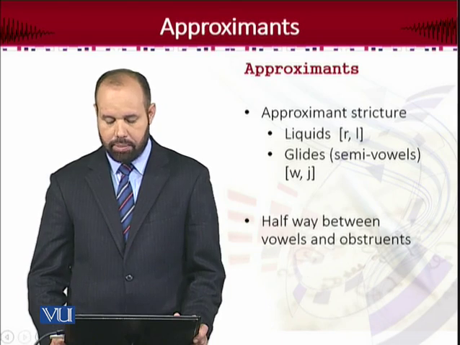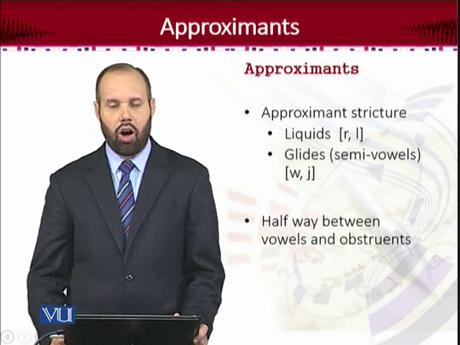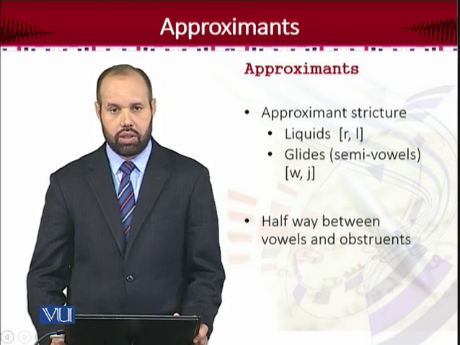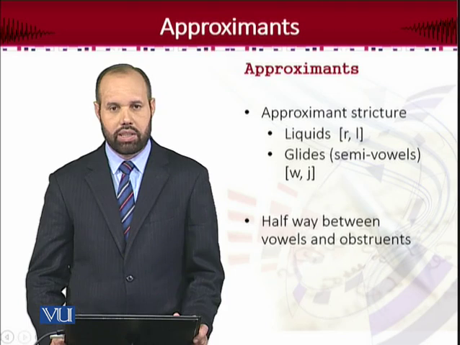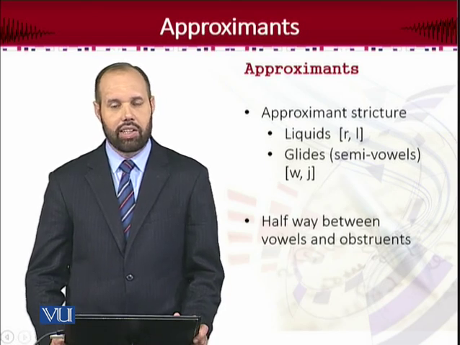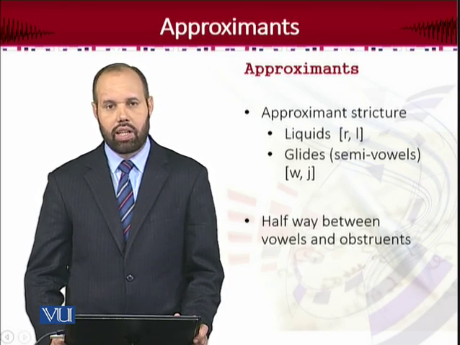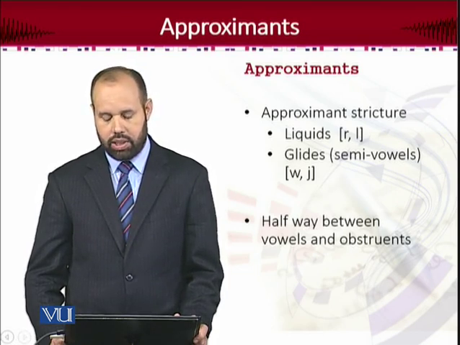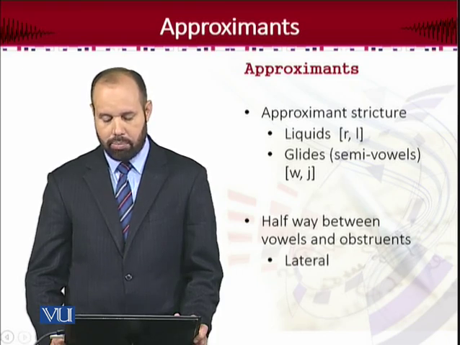Approximants are halfway between vowels and obstruents, because there is no obstruction, right? No complete stoppage or turbulent release. So these are approximants. And since they are different than vowels phonetically, right, that's why they are not fully vowels. So these are consonants, and these are called approximants, right? Let me tell you some more about approximants. There are lateral approximants.